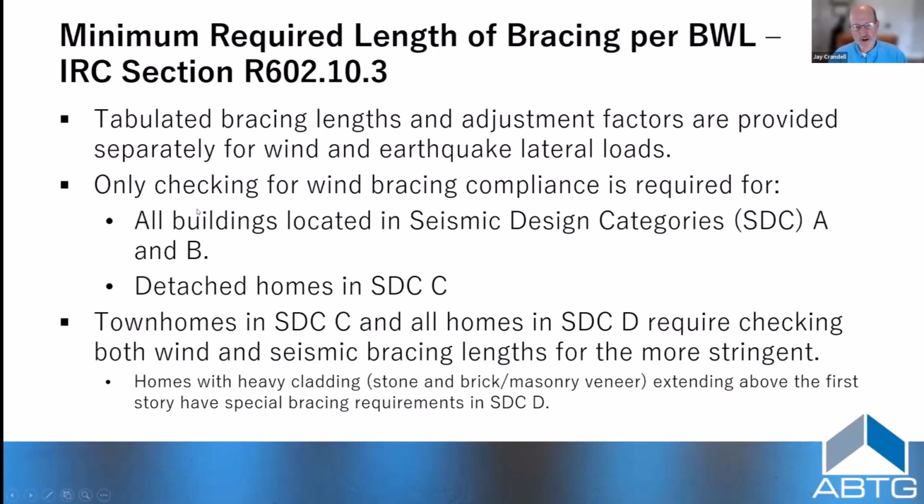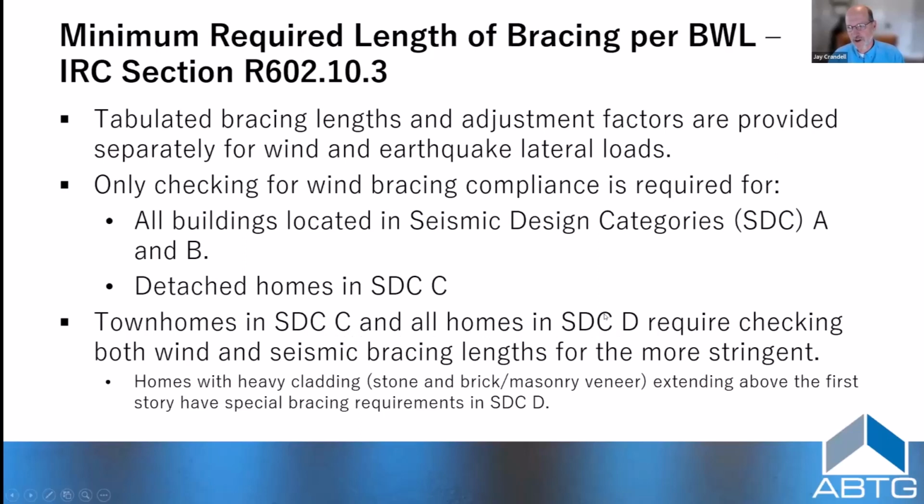As I mentioned earlier, only wind bracing needs to be checked in the low seismic categories, what are known as seismic design categories A, B, C. For townhomes, however, in this moderate seismic design category C, you would also need to check seismic bracing in addition to wind and find out which one actually requires more bracing in each given wall line. So a little more work when you get into the high and moderate seismic areas with townhomes.